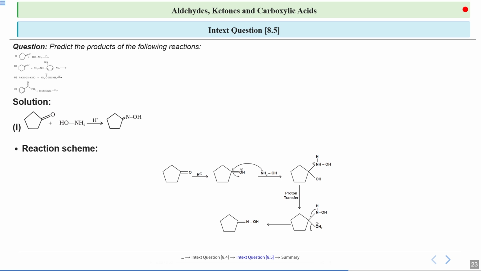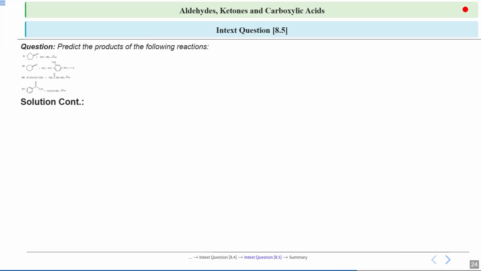Finally, you will see that the deprotonation will take place and you will get a neutral molecule, which is an oxime. So through the proton transfer, the intermediate rearranges and further you finally get an oxime, which is obtained as the final product. So this is a very classical method of converting ketones to oximes.